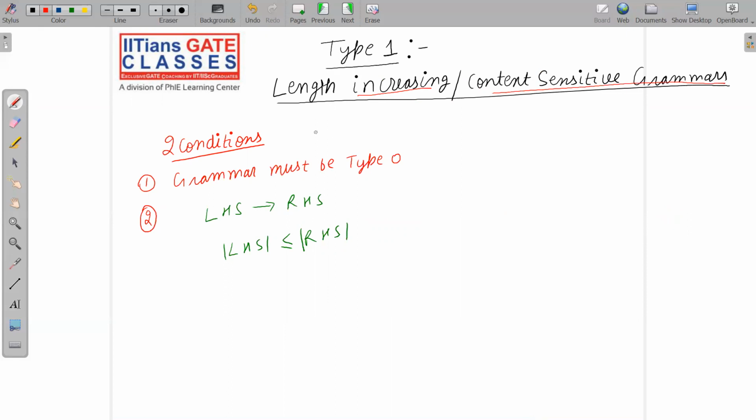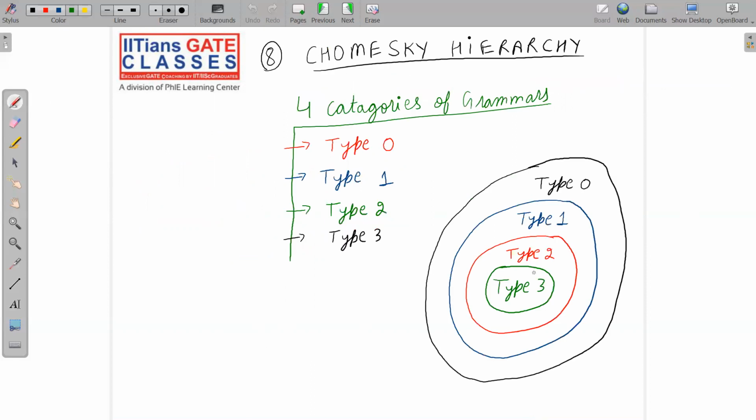Length increasing or context sensitive grammar. So here we have two conditions. The first condition is grammar must be type 0. In each and every type of grammar, we will say like this only. That means in type 3, we will say it should be type 2. In type 2, we will say it should be type 1. In type 1, we are saying that it should be type 0 and so on. See the Venn diagram, you will get more clarity. Every type 3 is type 2, every type 3 is type 1 and so on.